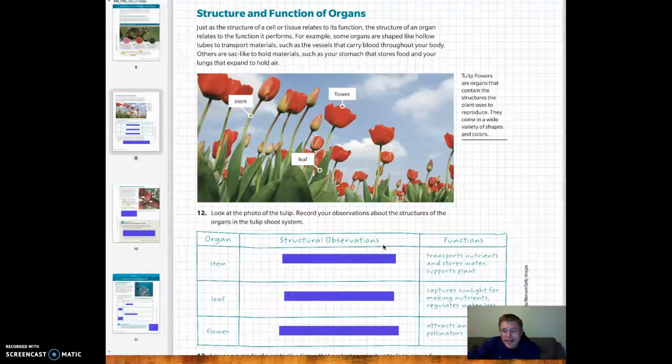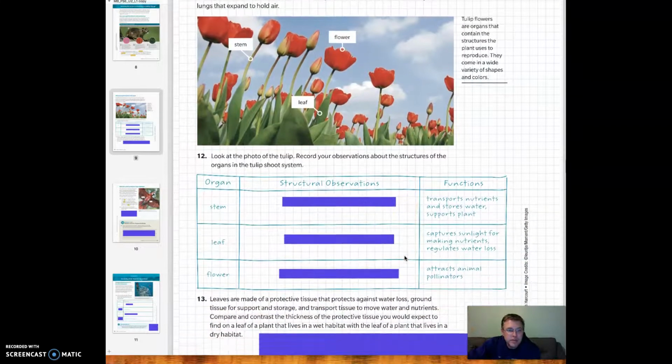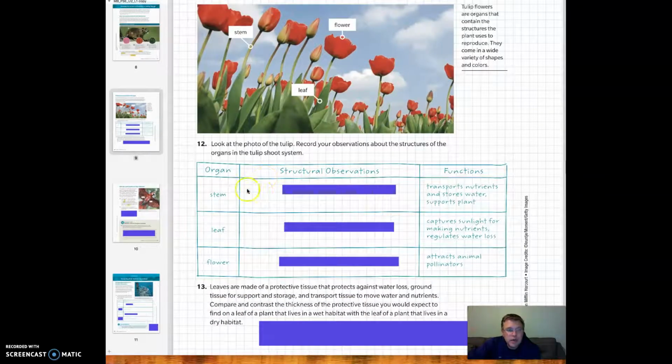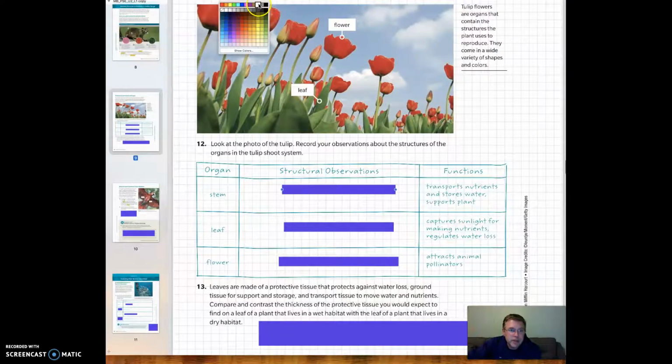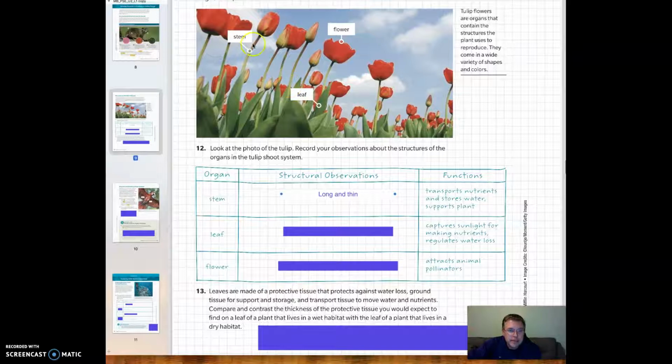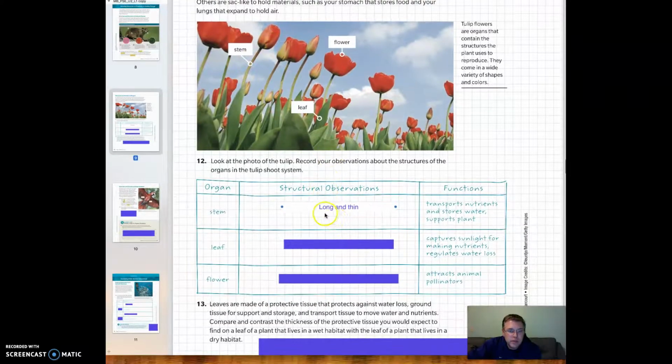The way an organ is put together is going to relate to the job that it is able to do. So as we look down here at question number 12, it's just taking a look at some of these different structures and then the jobs that they do. So if we look at the stem on one of these flowers, we can observe that it is long and thin. Some functions are that it's going to transport nutrients and store water, and then also helps to support the plant upright.